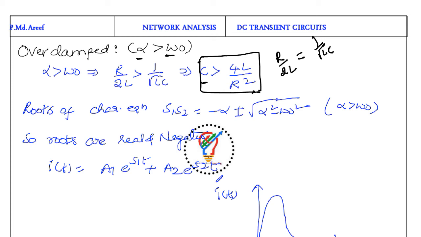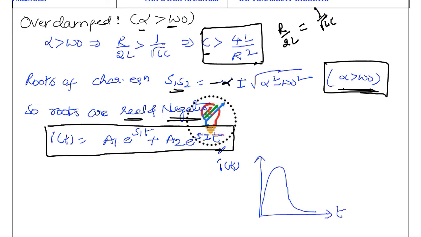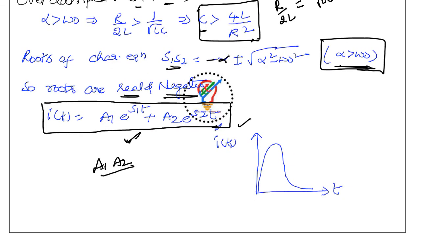Now the roots of the characteristic equation, s1, s2 is equal to minus alpha plus or minus square root of alpha square minus omega naught square. Since alpha is greater than omega naught, the roots are negative. Why? Because here we are having minus alpha. So the roots are real and negative. The equation is i(t) equal to a1 into e power s1t plus a2 into e power s2t. Whenever we get the overdamped case, we will get this equation and find the constants a1, a2 from initial conditions. If you draw the curve of this nature, the i(t) versus t graph looks like this.